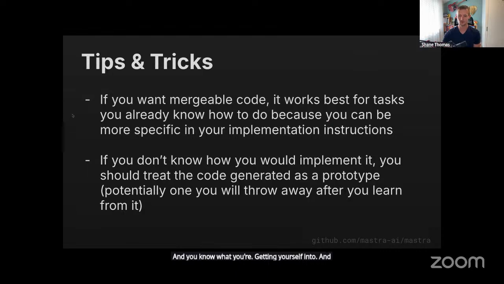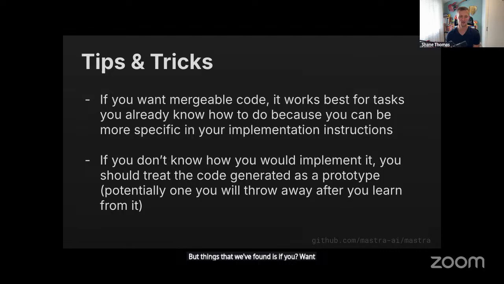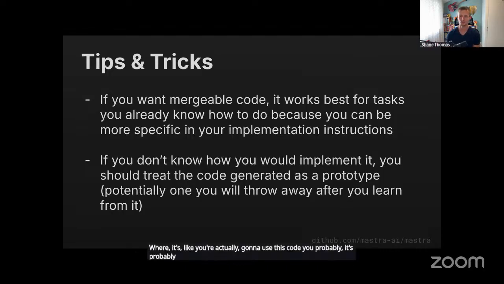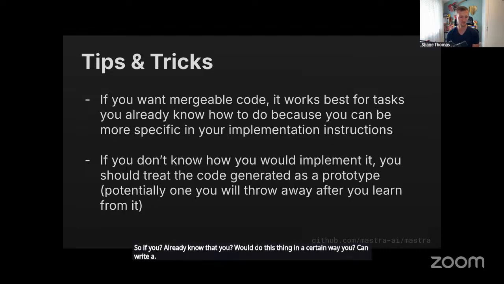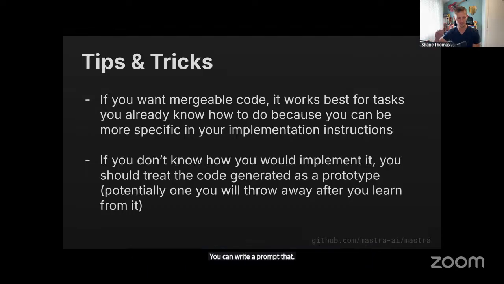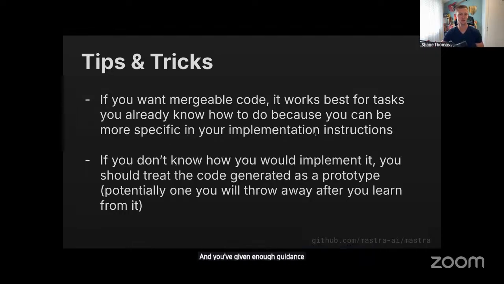And so here's some tips and tricks that we've learned, and then Abby, feel free to jump in if you have any that are not on this list. But things that we've found is if you want code that you can actually merge, where you're actually going to use this code, it's probably going to work best for tasks that you would already know how to do because you can be more specific in how you would implement it. So if you already know that you would do this thing in a certain way, you can write a prompt that documents out the steps, and you can know that it's more likely to follow those steps, and you've given enough guidance to probably get something that's closer to mergeable.